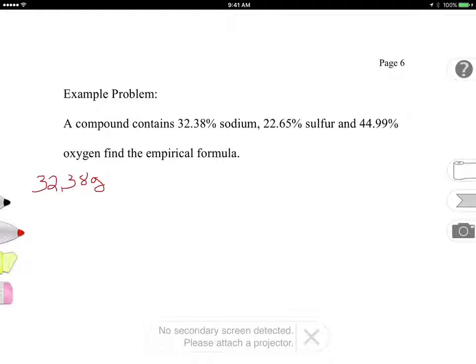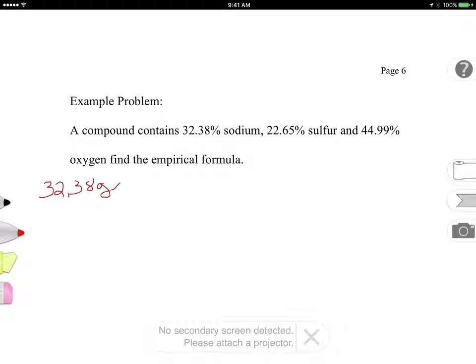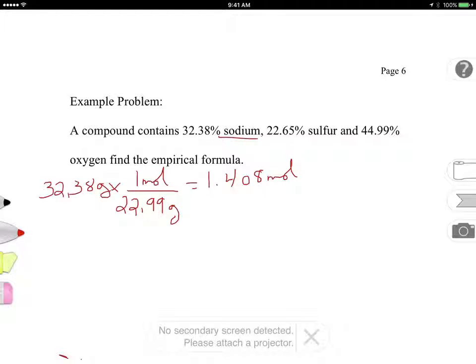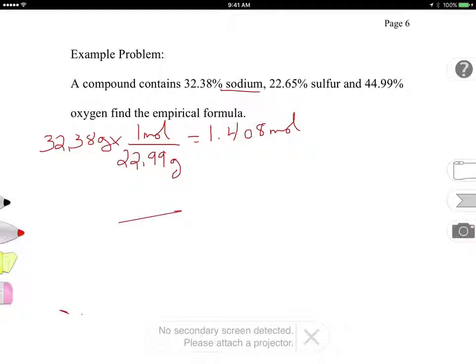And then we're going to turn that grams into moles, and we are working with sodium. Sodium is 22.99 grams per 1 mole. Go ahead and calculate that. We got to worry about our sig figs, and each of those have 4. So I'm going to end up with 1.048 moles.